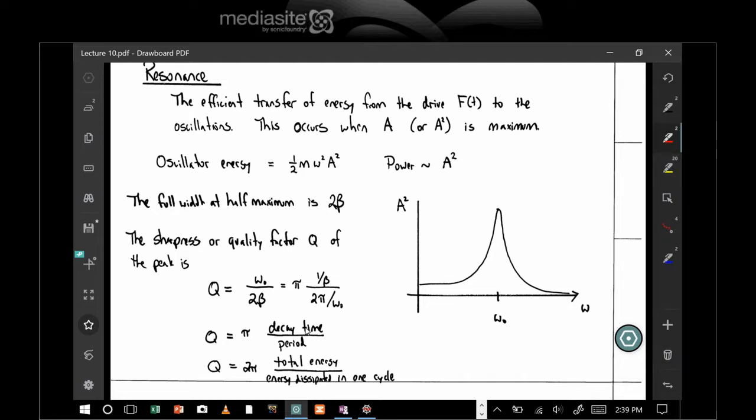Then you can also show, and this makes sense too, that Q is equal to the total energy divided by the energy dissipated. So if you have a lot of energy that's lost, your peak is not going to be very peaked at all. It's going to be kind of a squashed thing like that. The smaller beta is, the more peaky this is going to be. And so Q is a measure of how efficiently your drive frequency, given the dissipative forces, transfers energy to your system.